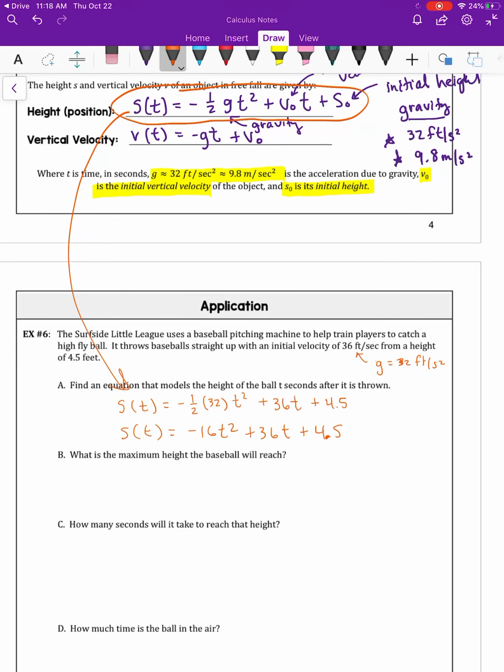And then for part B, what is the maximum height the baseball will reach? So actually what I did is I did part C first. So I said do C before B because, and you'll see why, but let's look at C. How many seconds will it take to reach that height? So basically, how many seconds will it take to reach the maximum height? So let's start by putting this in our calculator.